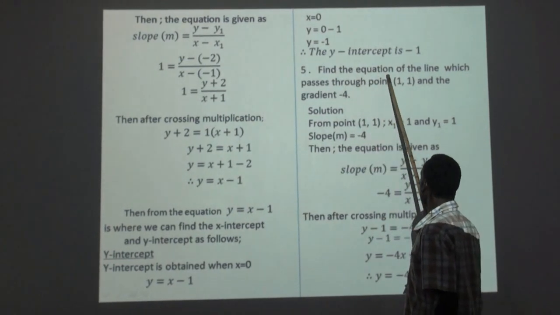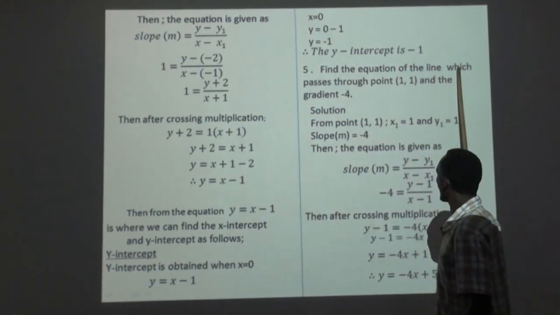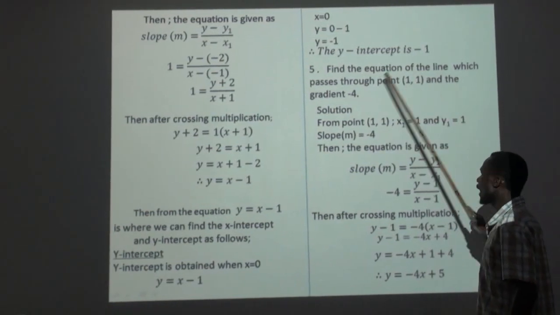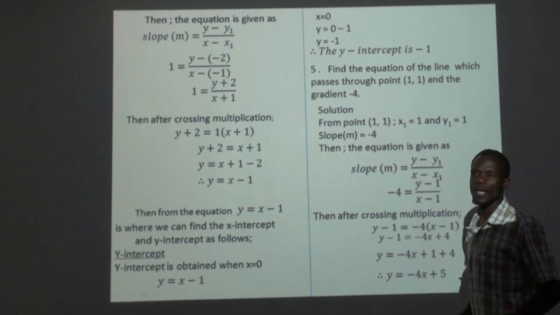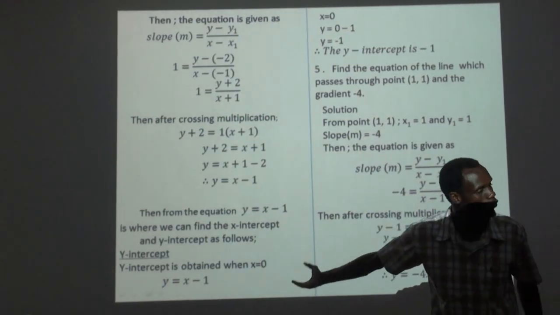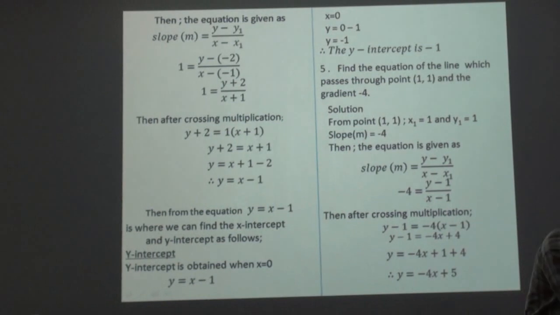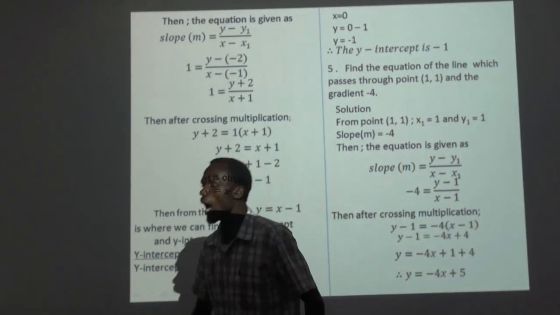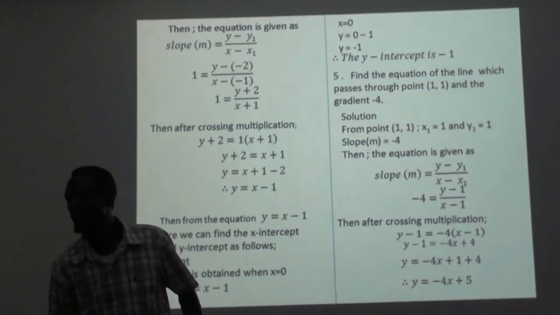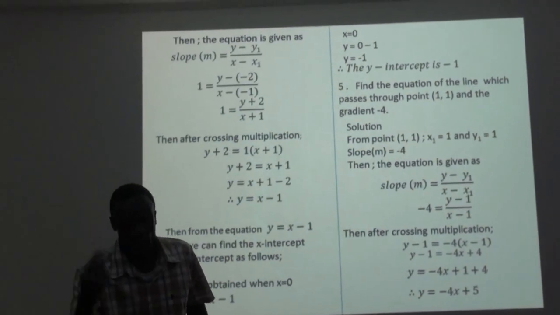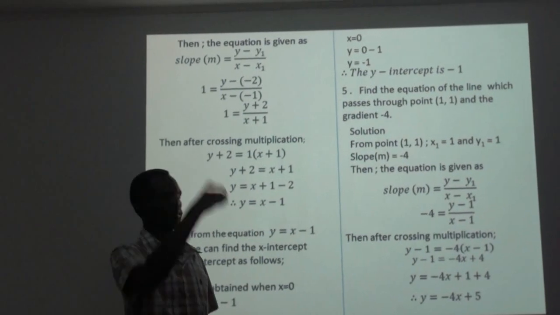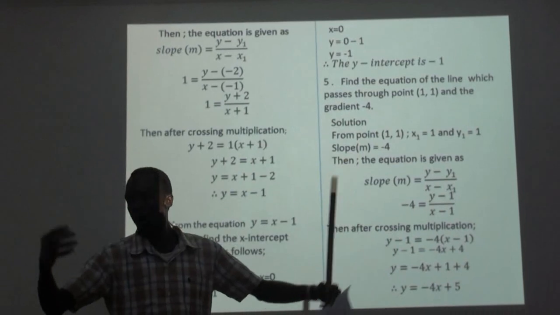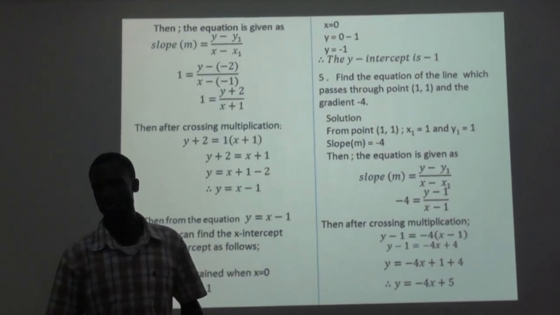Find the equation of a line which passes through this point and has this gradient. From this question, you have the gradient and you have a point, which means you have x1 and you have y1. So there is no need of just roaming around. This is a principle.